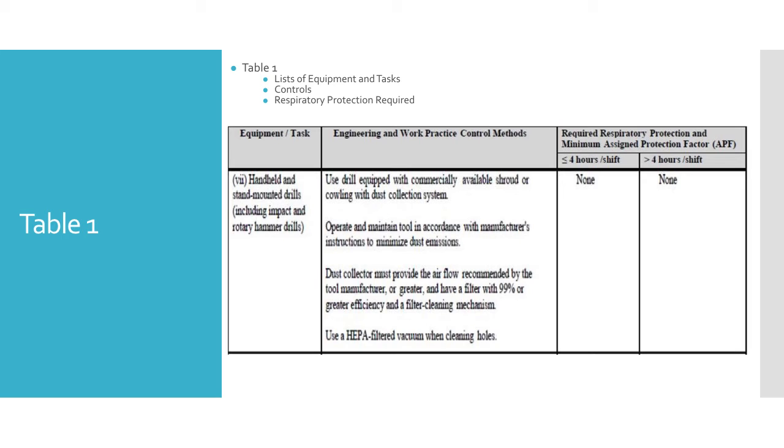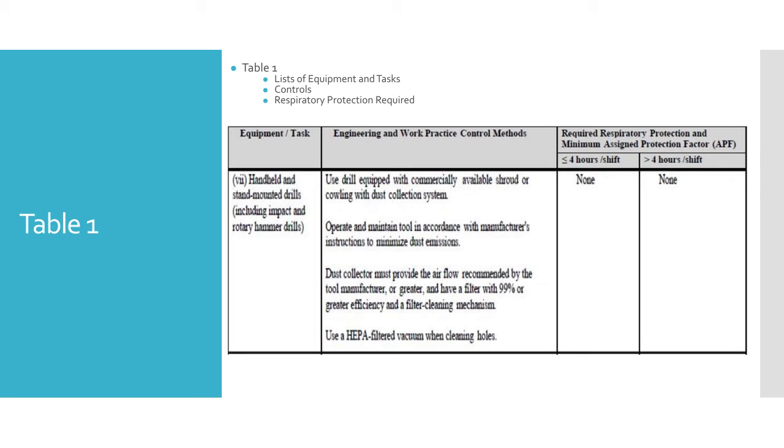An example on the screen of an engineering control listed on Table 1 would be when using a handheld impact hammer drill, use the drill with an equipped shroud and dust collection system. Under this example, a respirator is not needed to perform this task, whether performing the task for 4 or 8 hours.